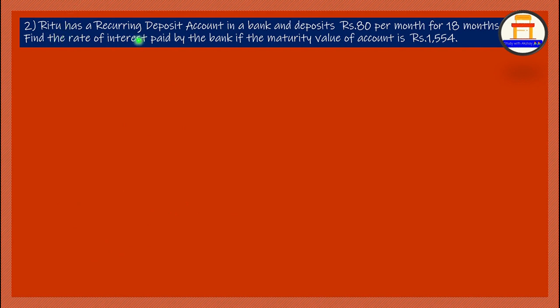Ritu has a recurring deposit account in a bank and deposits rupees 80 per month for 18 months. Find the rate of interest paid by the bank if the maturity value of the account is 1554. So as I have told you, write down the given.